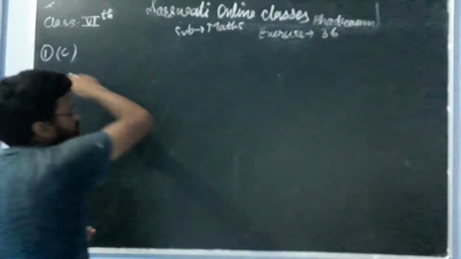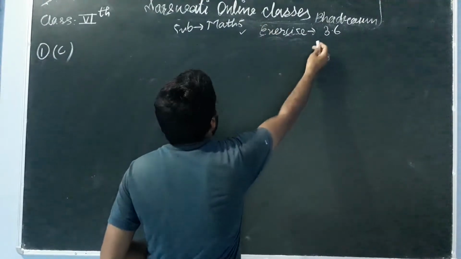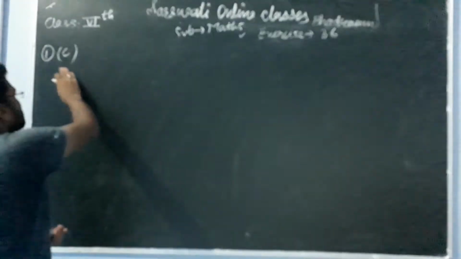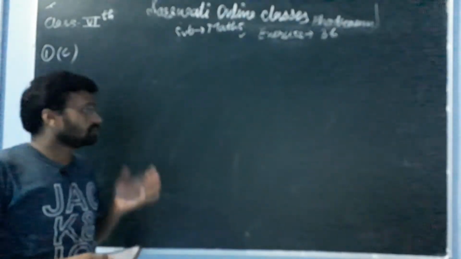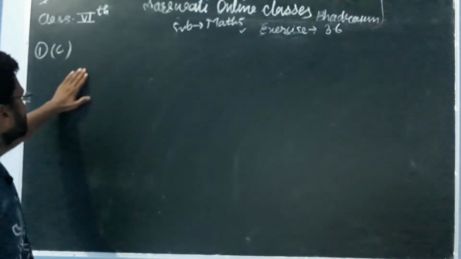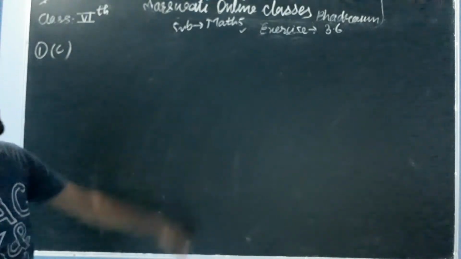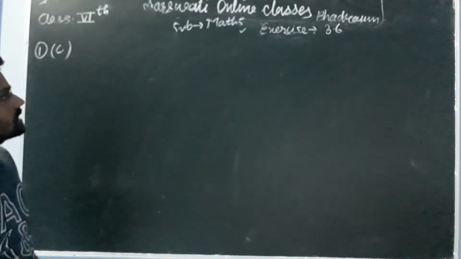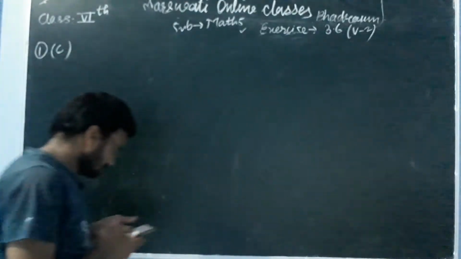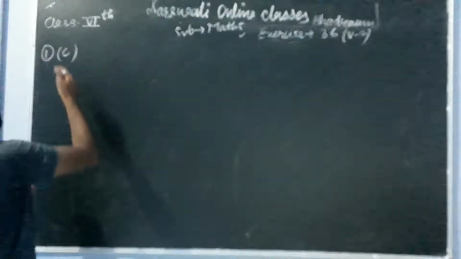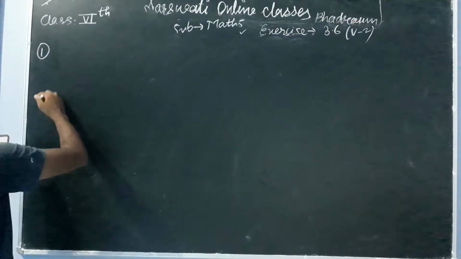Today I have brought the Class 6 Maths subject, Exercise number 3.6, Question number first, part C. Actually, up to this point, parts A and B I have already taught you in our video number 1, and this is our video number 2. Actually in this question number first, we have to find out what?